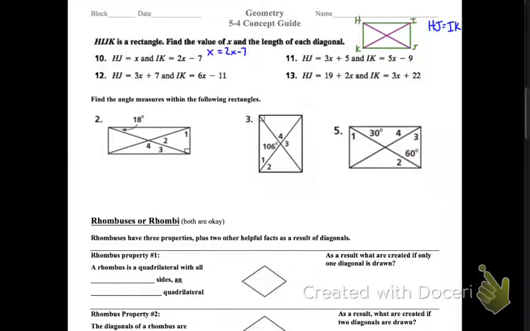So we get to make a pretty simple equation here on number 10. HJ is equal to IK, so therefore x equals 2x minus 8. Then we can solve that equation. The instructions say not only to solve for x, but to find the length of the diagonal. So we got to plug it in. X is 8, sorry. 2x minus 8 is 8 too. So what are the lengths of the diagonals? They're both 8. Go ahead. I bet you can do 11, 12, and 13. Pause the video for a moment. Answers will show up momentarily.